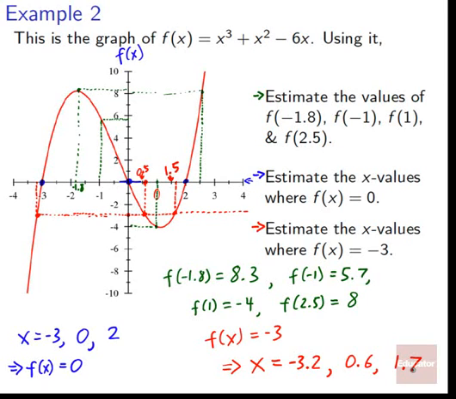So that's how we use a graph to figure out things from it. We can estimate values given an input, or we can estimate values given an output. We figure out what makes that output, or where would that input get mapped to? What would that input get output as?